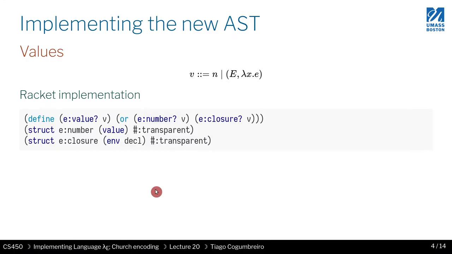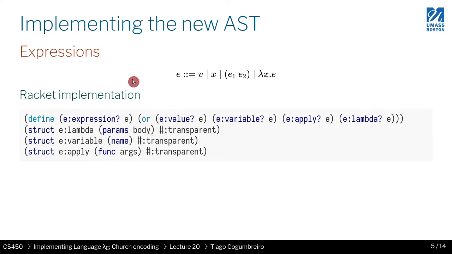And the main difference of Lambda E is the values, right? As we've seen in our last lesson. So the values are a number or a closure. The number is the same as before, right? But now a closure, as you can see, has two fields, one for the environment and another one for a declaration, which is going to be a function declaration. So when you parse a closure, what you will have on the right-hand side will be an E colon lambda. And on the left-hand side, you will have a hash, which I'll explain in the following slide.